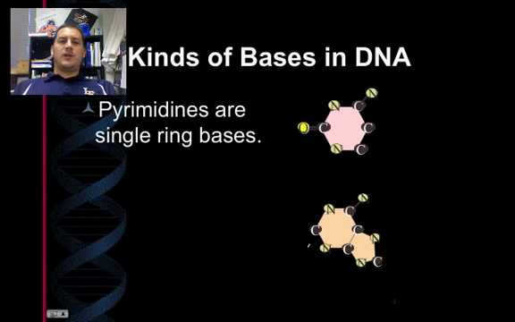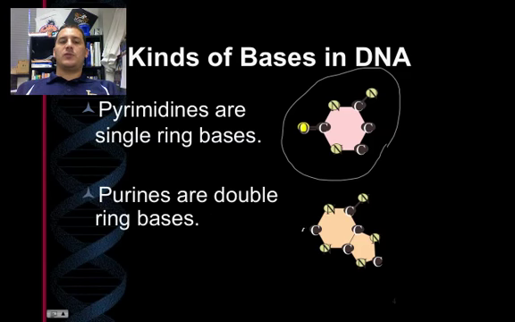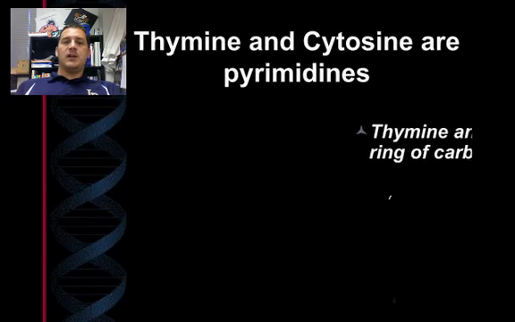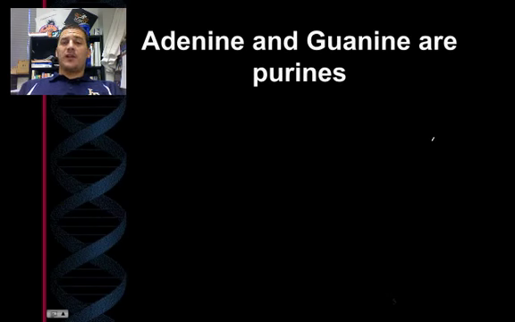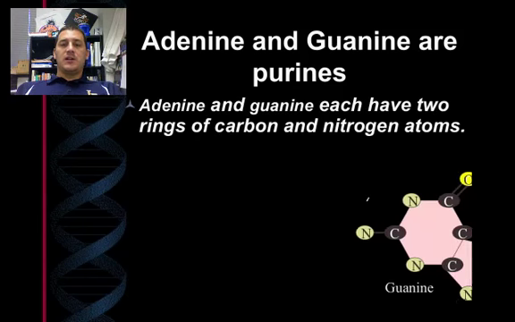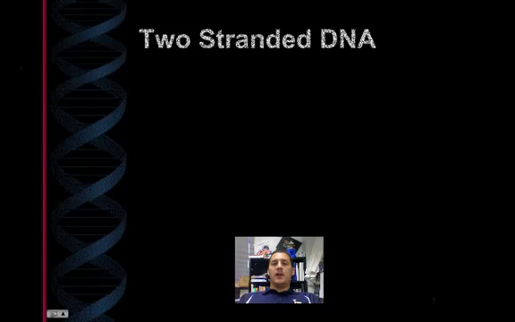There's two kinds of bases that we need to be familiar with as well. We've got what's called pyrimidines, which are going to be your single ring bases, like this here. It's made up of only one ring of carbon and nitrogen atoms. And there's also your purines, which are going to be your double ring bases. Thymine and cytosine are going to be your pyrimidines. So again, pyrimidines have one ring of carbon and nitrogen atoms. Adenine and guanine, on the other side, are going to be your purines. They're made up of two rings of carbon and nitrogen bases. So there's the two rings. We got adenine and guanine. So purines and pyrimidines bond together.